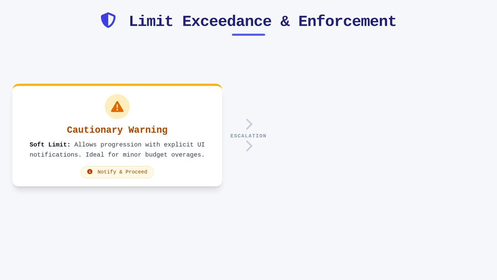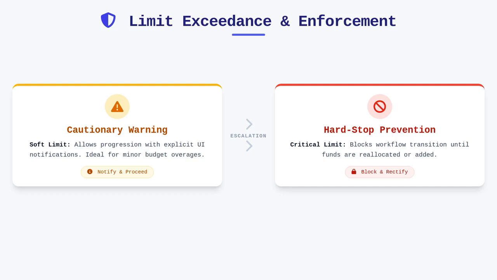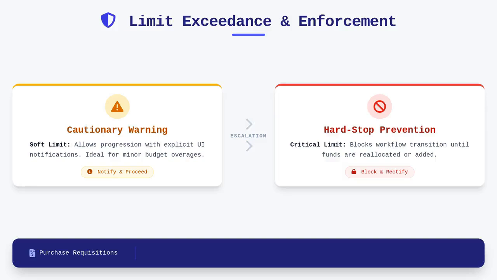Conversely, for large expenditures or critical accounts, you may enforce a hard block that prevents the document from transitioning to the next workflow stage until additional budget is allocated or funds are reallocated. This dual-layered approach balances the need for administrative control with the practical requirements of timely operational execution. These rules are applied consistently to purchase requisitions, purchase orders, and even general journals, ensuring that no matter the source of the expense, the fiscal constraints remain enforced.